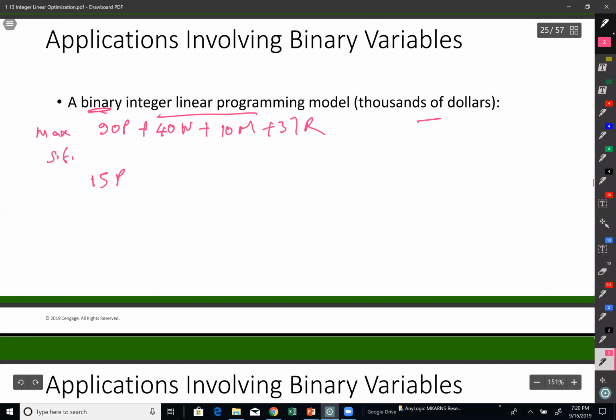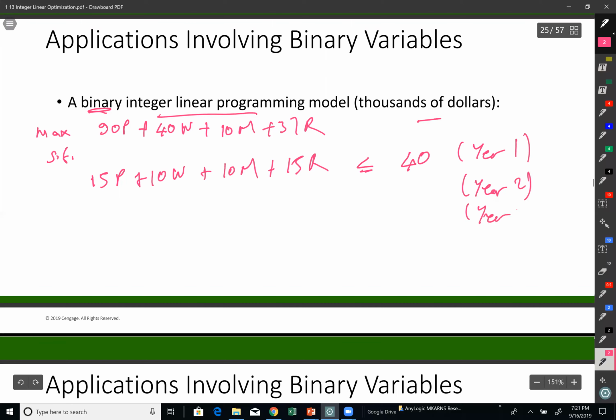And the constraints, subject to: $15,000 initial investment if you go with P in year 1, $10,000 for W, $10,000 for M, and $15,000 for R. And this has to be less than or equal to our year 1 capital budget available, which is given as $40,000. All right. So let's do it for other years as well, year 2, year 3, and year 4.